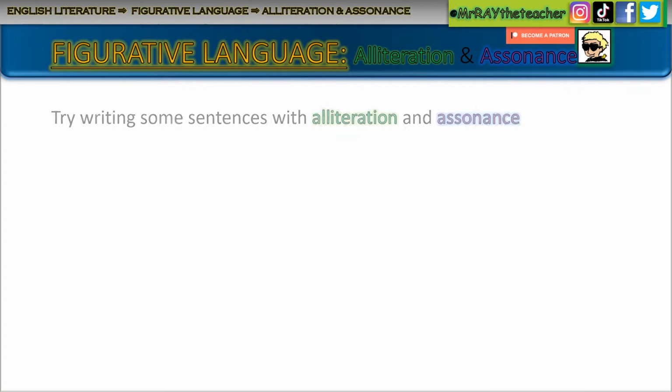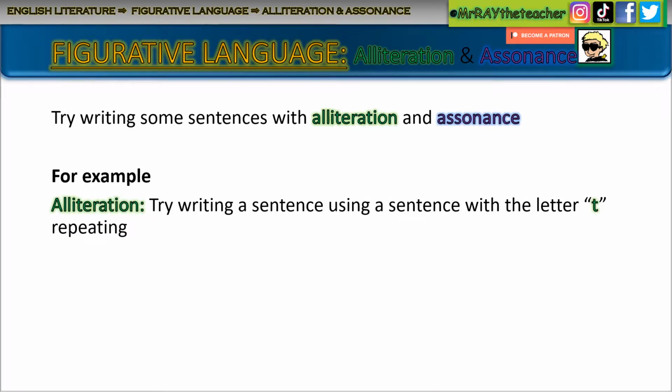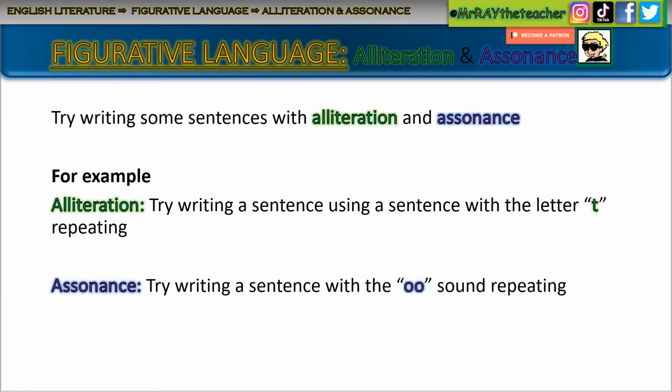Don't want that. When trying to write some sentences with alliteration or assonance, just remember, for example, with alliteration, you're trying to write a sentence using the T repeating. Try that. Or with assonance, try writing a sentence with the oo sound repeating. Like, I don't know, the blue cow went moo when it looked at the moon. That would be assonance. And maybe the terrible triplets tried to trick the teacher. Triplets. Imagine having triplets in a class. My gosh, twins are bad enough.